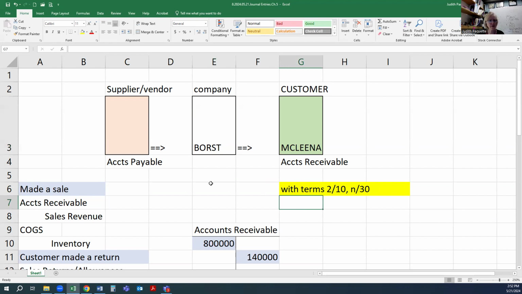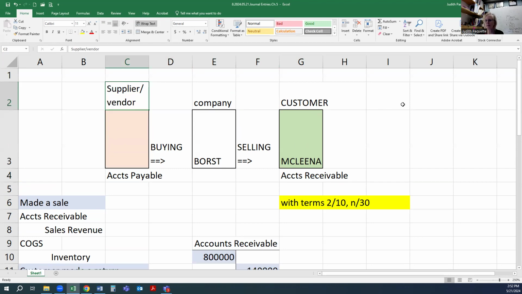All right, so let's just be clear. This is a selling transaction, right? Over here, this is a buying transaction. So Borst is buying from a supplier, okay? And it seems funny to keep emphasizing that, but it's really important. It gets really confusing really easy. Which one's the customer? Which one's the vendor?